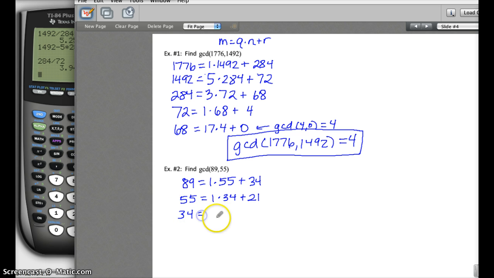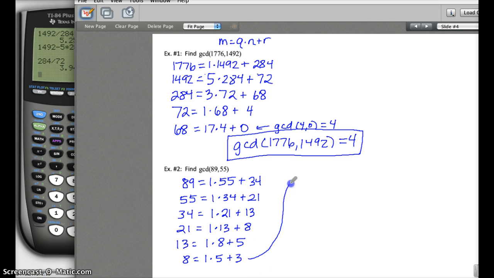Bring down the 34. 21 goes into 34 1 time with a remainder of 13. Keep going. Bring down the 21. 13 goes in 1 time with a remainder of 8. Bring down the 13. 8 goes in 1 time with a remainder of 5. Bring down the 8. 5 goes in 1 time with a remainder of 3.